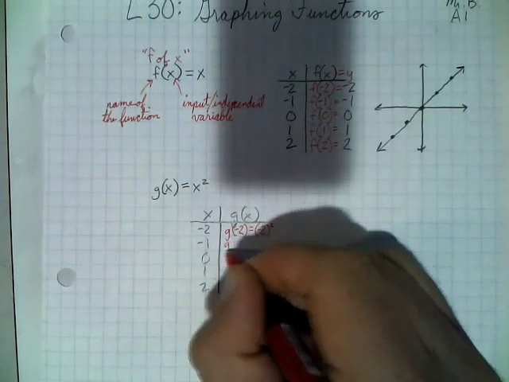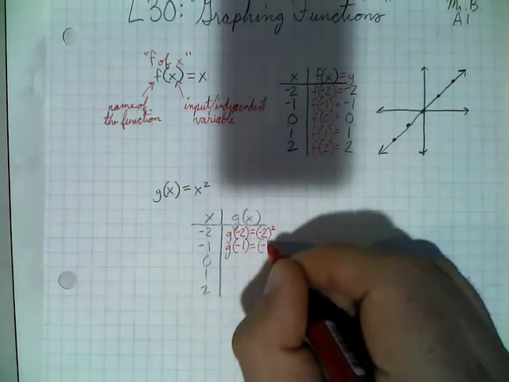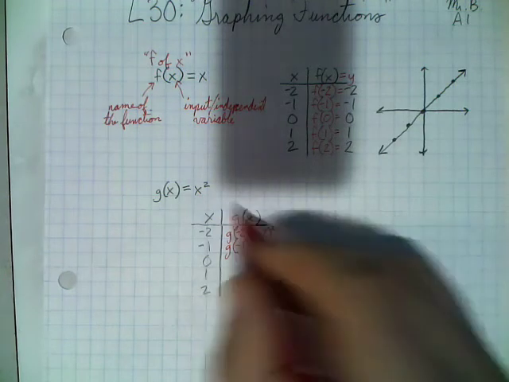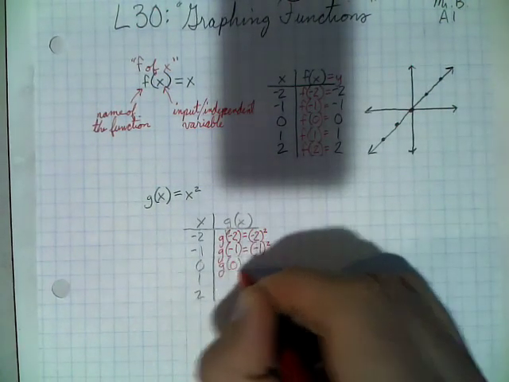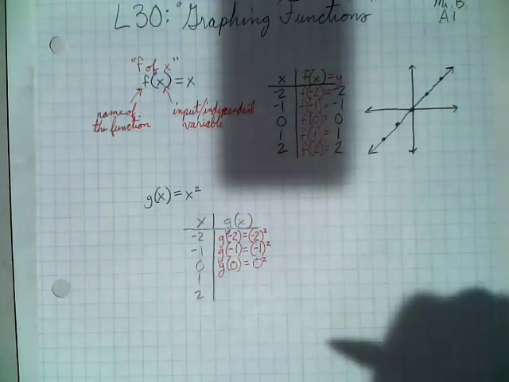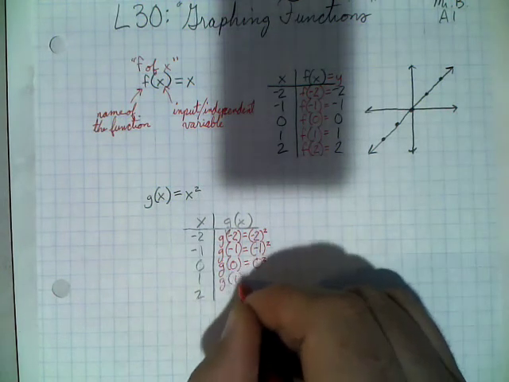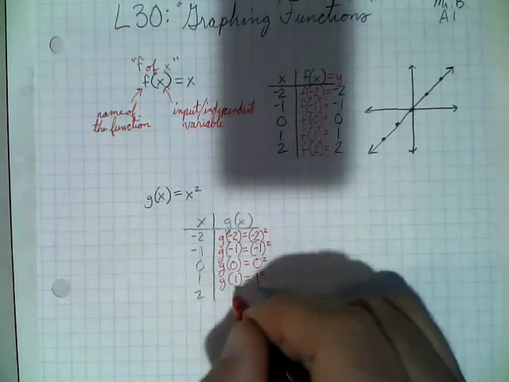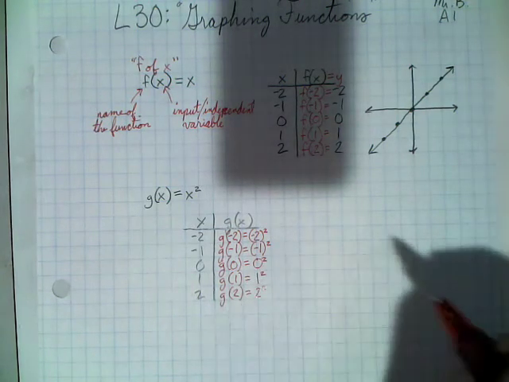So then down here, g of -1 would be a -1 squared, just like it says to square it. G of 0 would be 0 squared. So that doesn't have a negative sign on it. I don't really need the parentheses. Then I'd have g of 1 would be 1 squared, and g of 2 would be 2 squared.